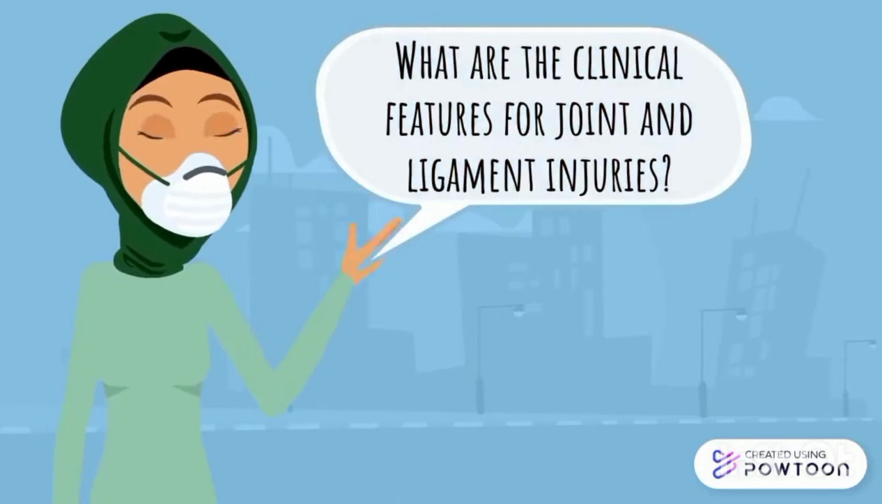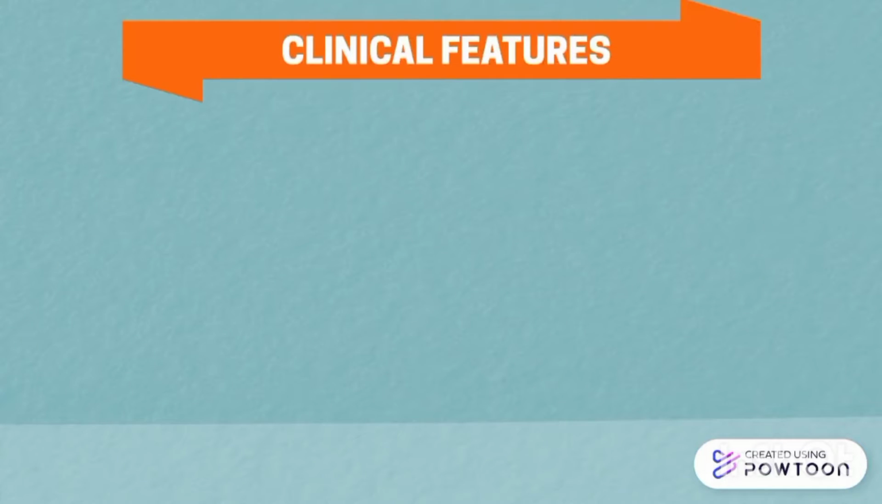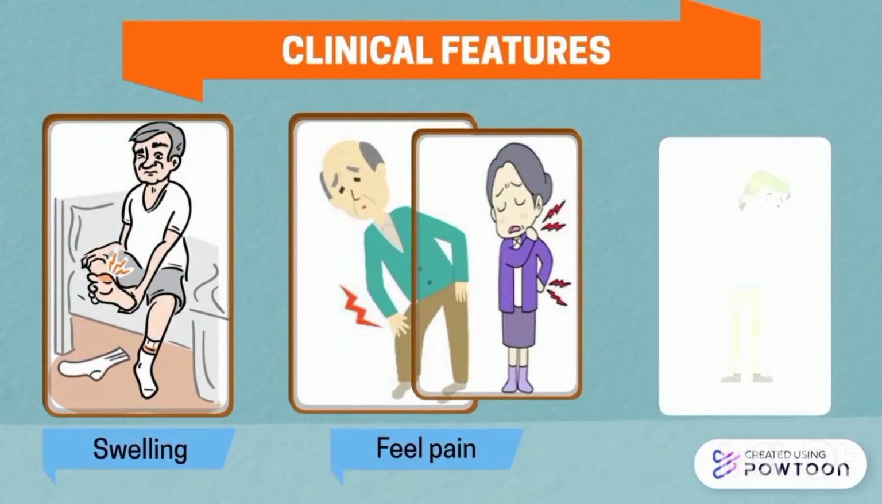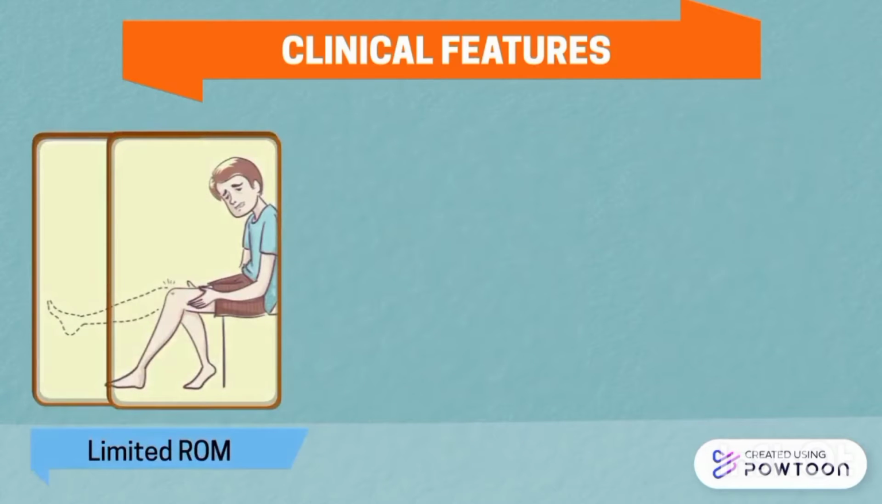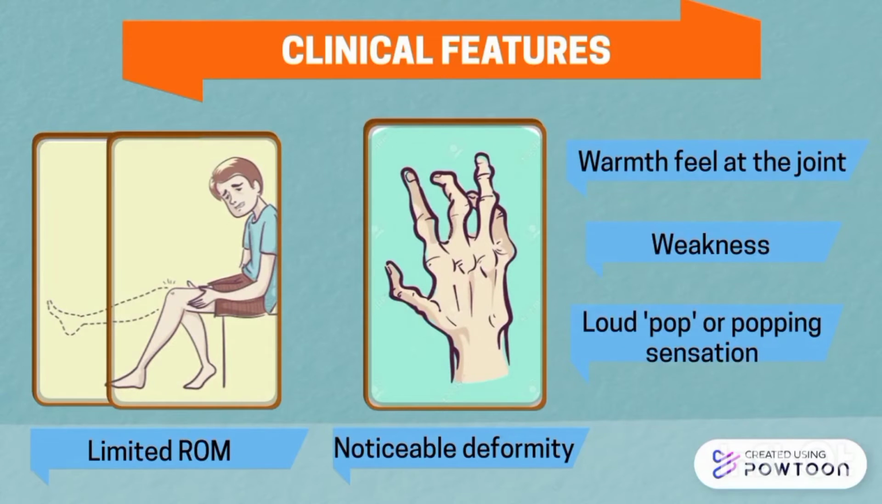What are the clinical features for joint and ligament injuries? Well, the individuals will experience joint swelling, feel pain when walking or standing, joint stiffness, limited range of motion at the affected area, noticeable deformity, warm feel at the joint, weakness, and loud pop or popping sensation at the affected area.